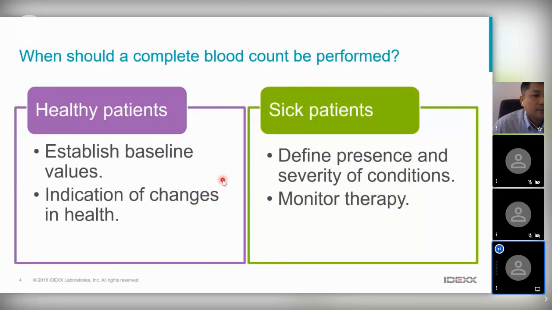The next question comes: when should we do a complete blood count? A complete blood count, CBC, is a critical component of the minimum database. It is a very sensitive indicator of deviation from health. You can do it in both your healthy patients as well as in sick patients, as it shows the well-being of the patient. It helps you establish the baseline values, that is, what exists as normal, and it can indicate changes in health prior to the symptoms appearing.